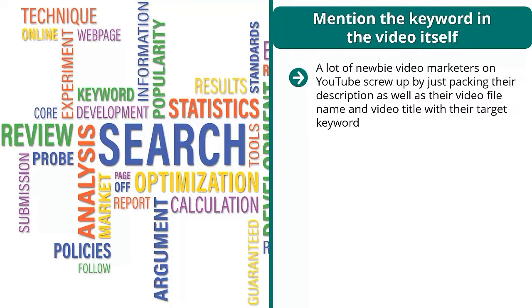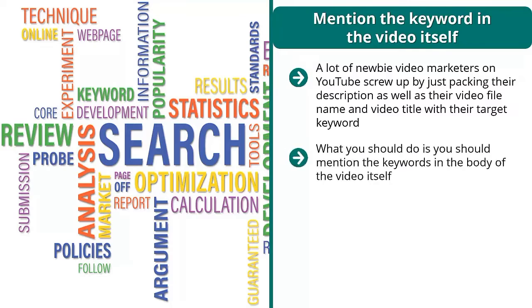Don't overdo it. Don't stuff the description or title of your video with keywords. What you should do is mention the keywords in the body of the video itself. So, when you're doing your video presentation and your target keywords are metal military figures, say that phrase from time to time. It has to flow naturally. It has to be a natural part of the video conversation you're having with your viewer.